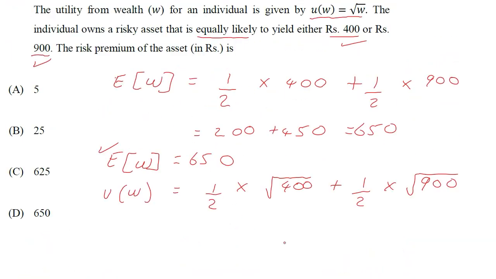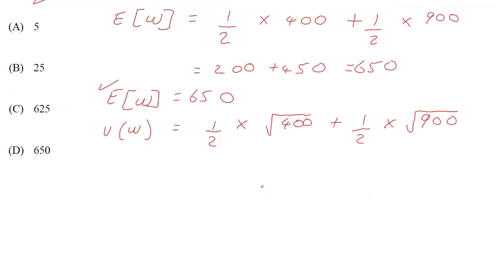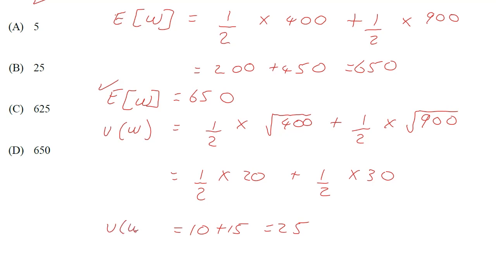Now, solving this further, I can say it is equal to half the square root of 400, which gives me 20, plus half the square root of 900, which gives me 30. So I'm going to end up with 10 plus 15, which is equal to 25. So what I have over here is the utility of wealth, which is 25, keeping in mind that I have an expected value of wealth of 650.